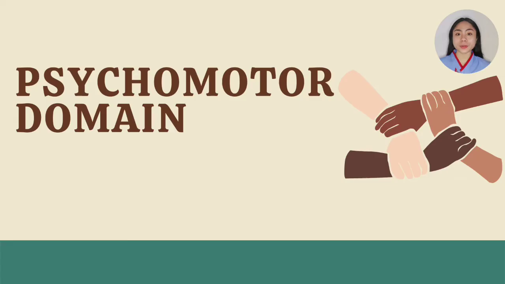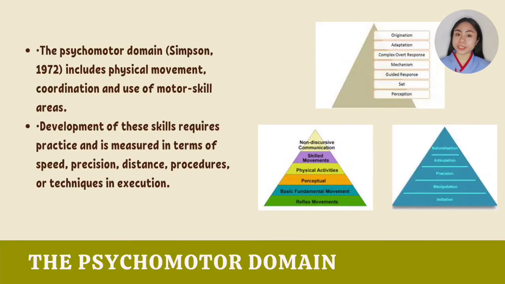So the next domain is called psychomotor domain. The psychomotor domain includes physical movement, coordination, and use of motor skill areas. Development of these skills requires practice and is measured in terms of speed, precision, distance, procedures, or techniques in execution. Thus, psychomotor skills range from manual tasks such as digging a ditch or washing a car to more complex tasks such as operating a complex piece of machinery or dancing.